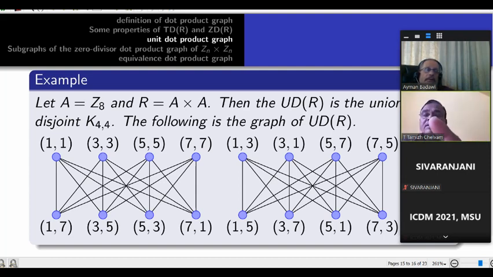Ayman, one thing, the vertex set of the unit dot product is nothing but the direct product of n copies of the units of A. Yes. Okay.